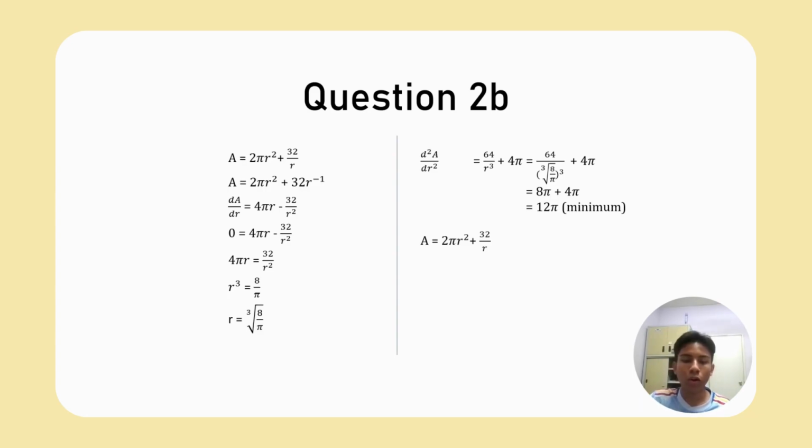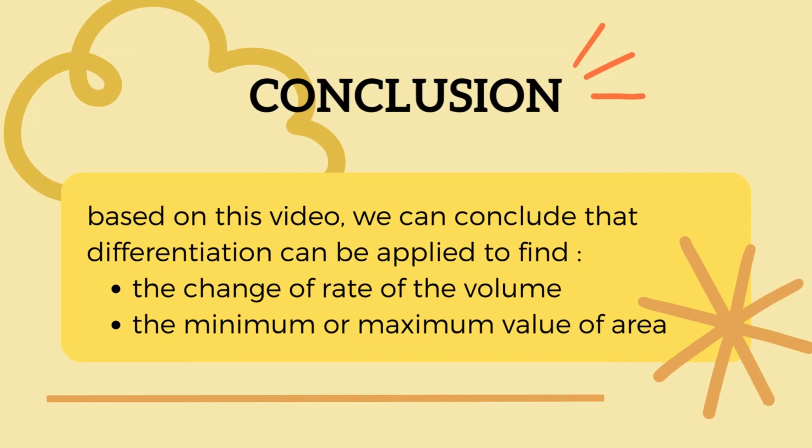So we go back to the original formula, which is A equals 2πr² plus 32 over r. We insert the value of r that we got from the first derivative, which is the cube root of 8 over π. So it's 2πr² plus 32 over the cube root of 8 over π. And we get the answer of 35.1502 cm². Based on the video, we can conclude that differentiation can be applied to find the rate of change of the volume and the minimum or maximum value of area.